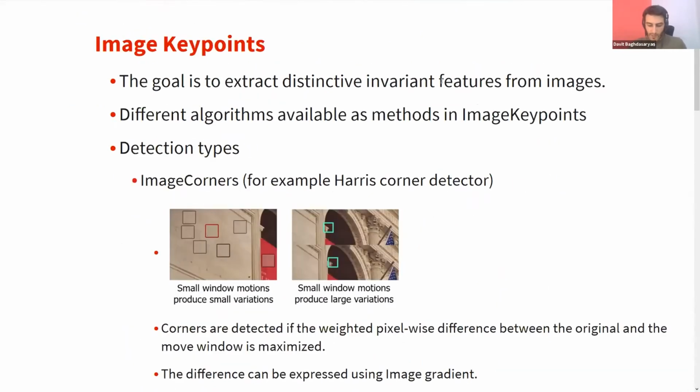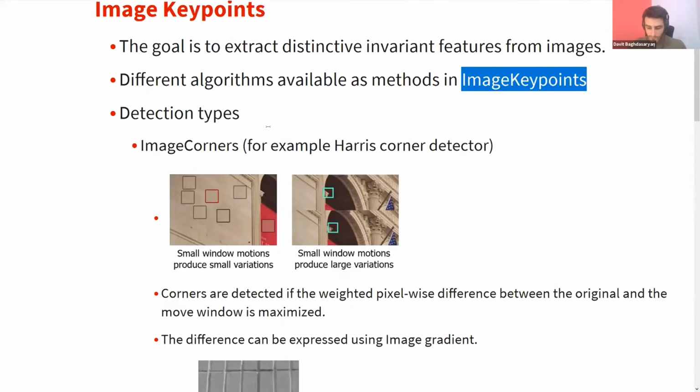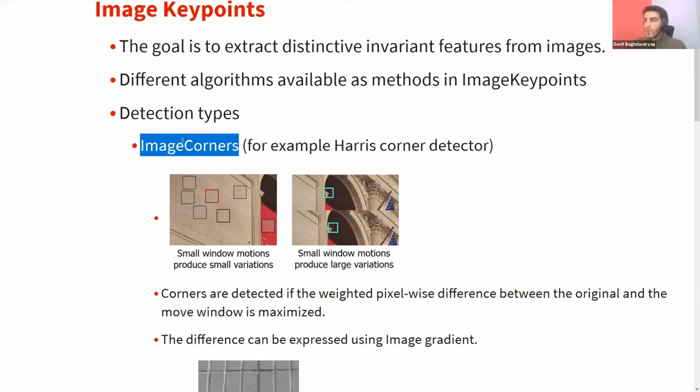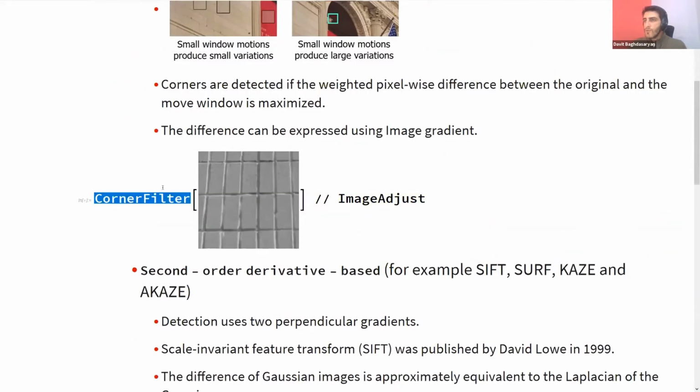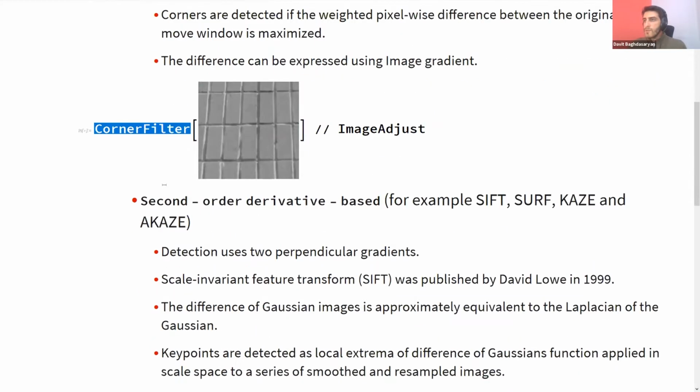But what are the key points? The goal here is to extract distinctive points that are invariant to some transformations. Several algorithms are available as methods of ImageKeyPoints, and here we list some groups of algorithms. Image kernels can also be considered as an image key point detector. For example, the Harris corner detector, which is available as KernelFilter in the Wolfram system.